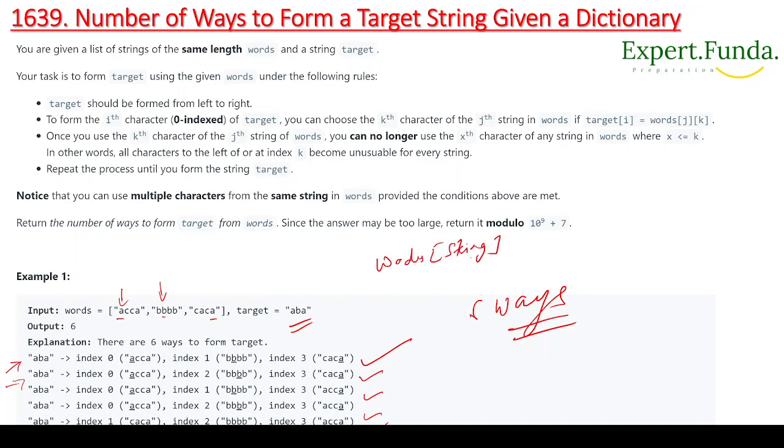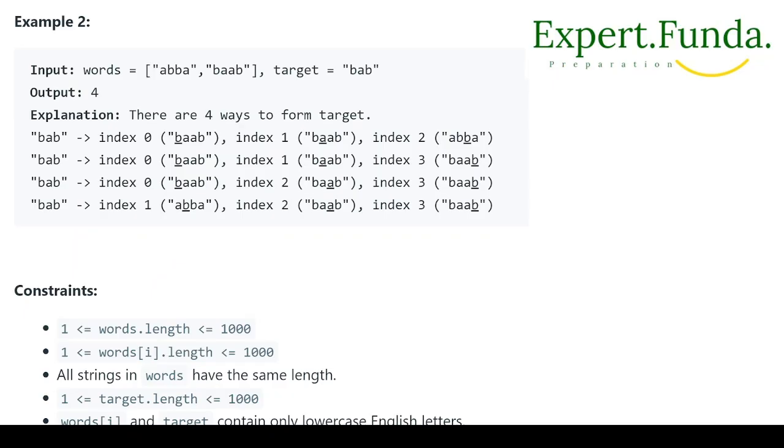So each string we will take, and take a character at any of these indices. You can see it's a combination of strings. Each string we will take and pick the character at that index, and if it matches the target character being formed, we can say this is one way of our approach.